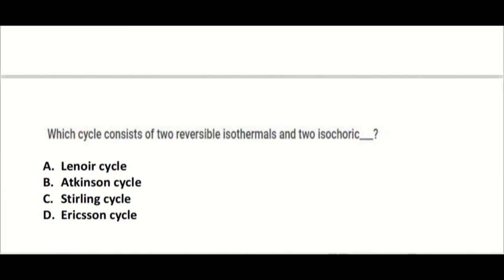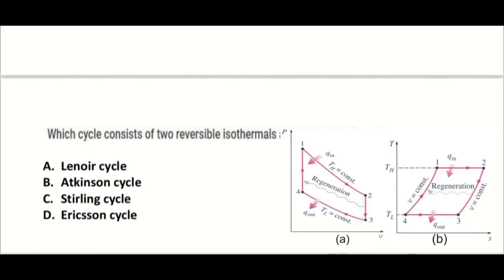Which cycle consists of two reversible isothermal and two isochoric processes? Okay. Two constant temperature processes and two constant volume processes. The answer is the Stirling cycle.